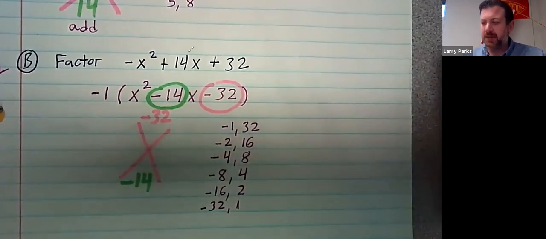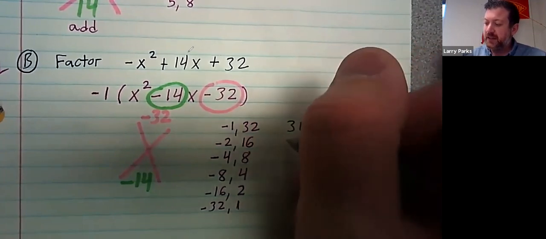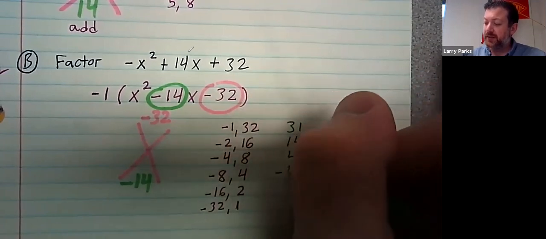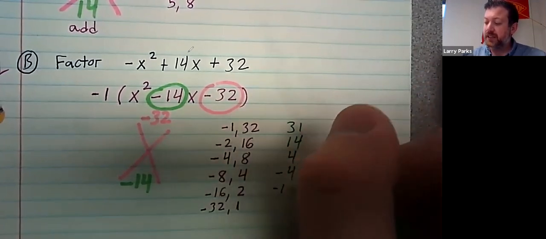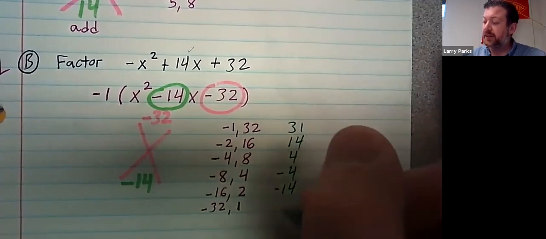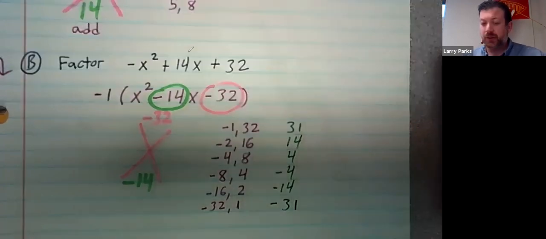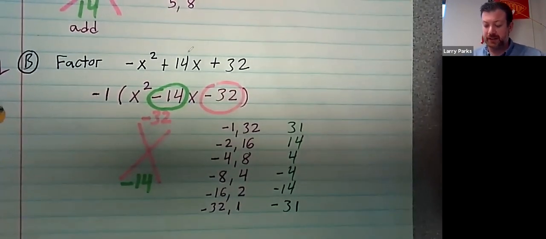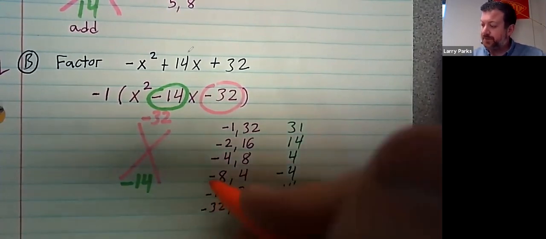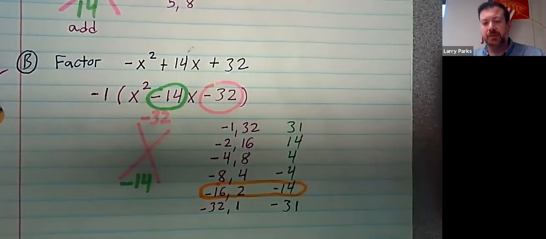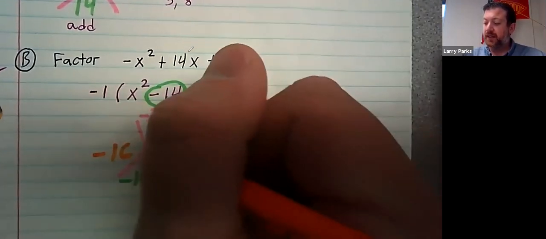But now when you add these numbers, you would get 31. Those two would be 14. Those two would be 4. Those two would be negative 4. Those two would be negative 14. And that would be negative 31. So which one did I get negative 14? Well, this one. So my magical numbers that make this work are negative 16 and 2.